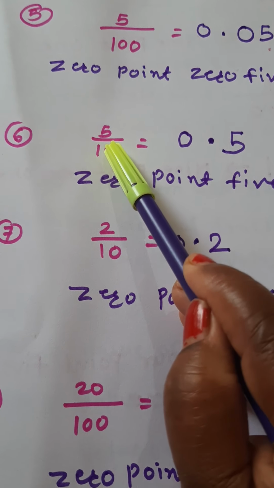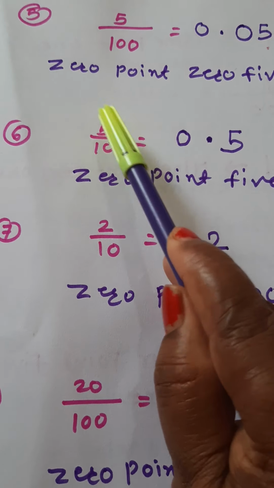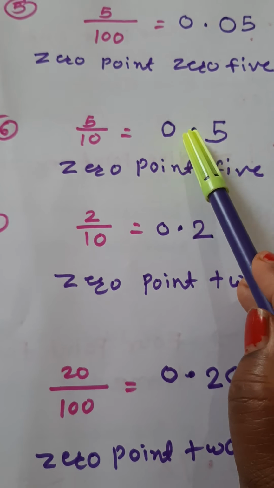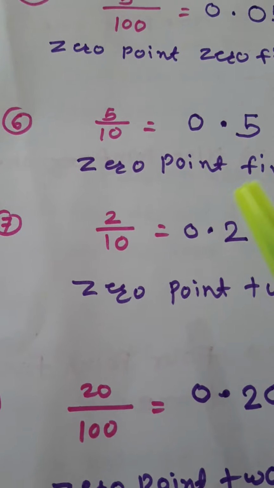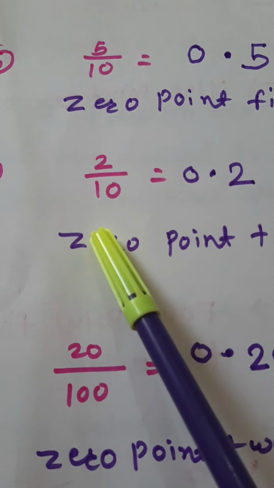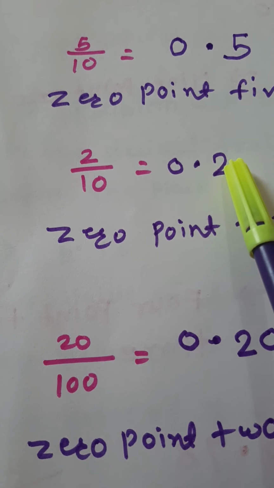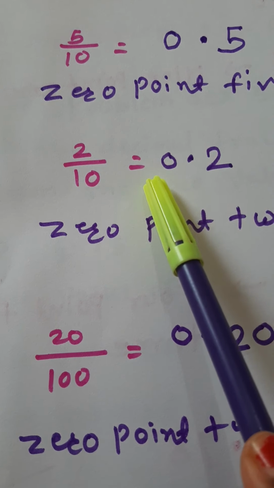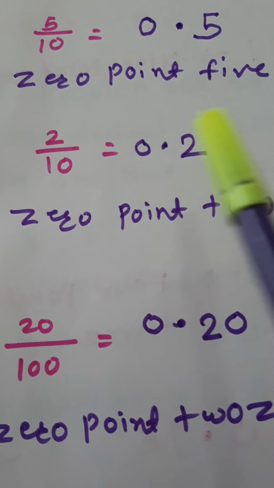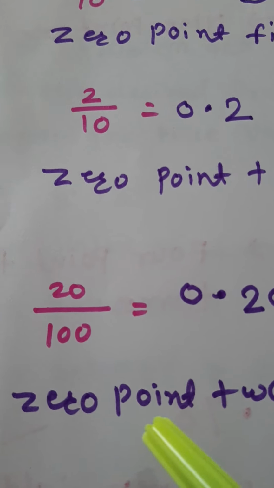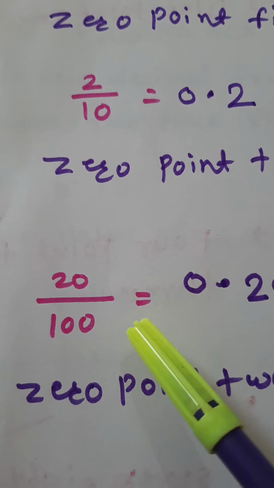Then next, 5 upon 10. Here a single 0. So the point will come after a single digit. Already a single digit we have here. So 0.5. Next, 2 upon 10. This is also simple. A single 0 is present. The point will come after a single digit from this side. So 0.2. And the last example from this problem set 37.